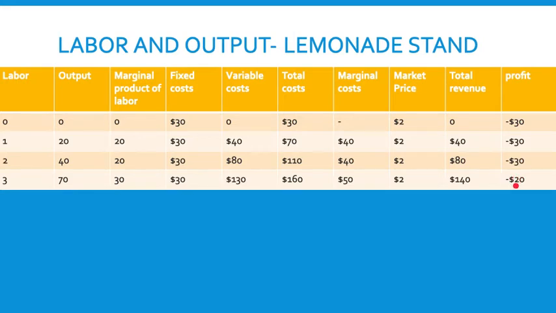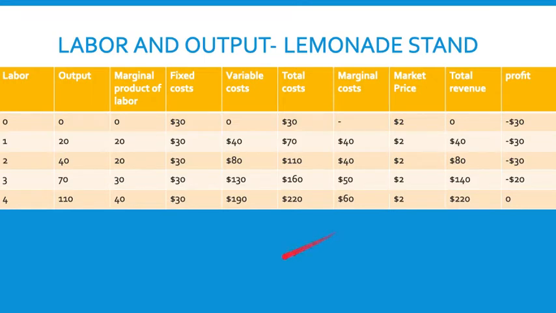We're still not profitable, but we're better off than we were. So we're better off than even if we didn't open at all. We had our 4th worker. That 4th worker, now we're really making this process specialized. It's really becoming efficient. People aren't standing in line waiting for cups. We're able to make them really fast.